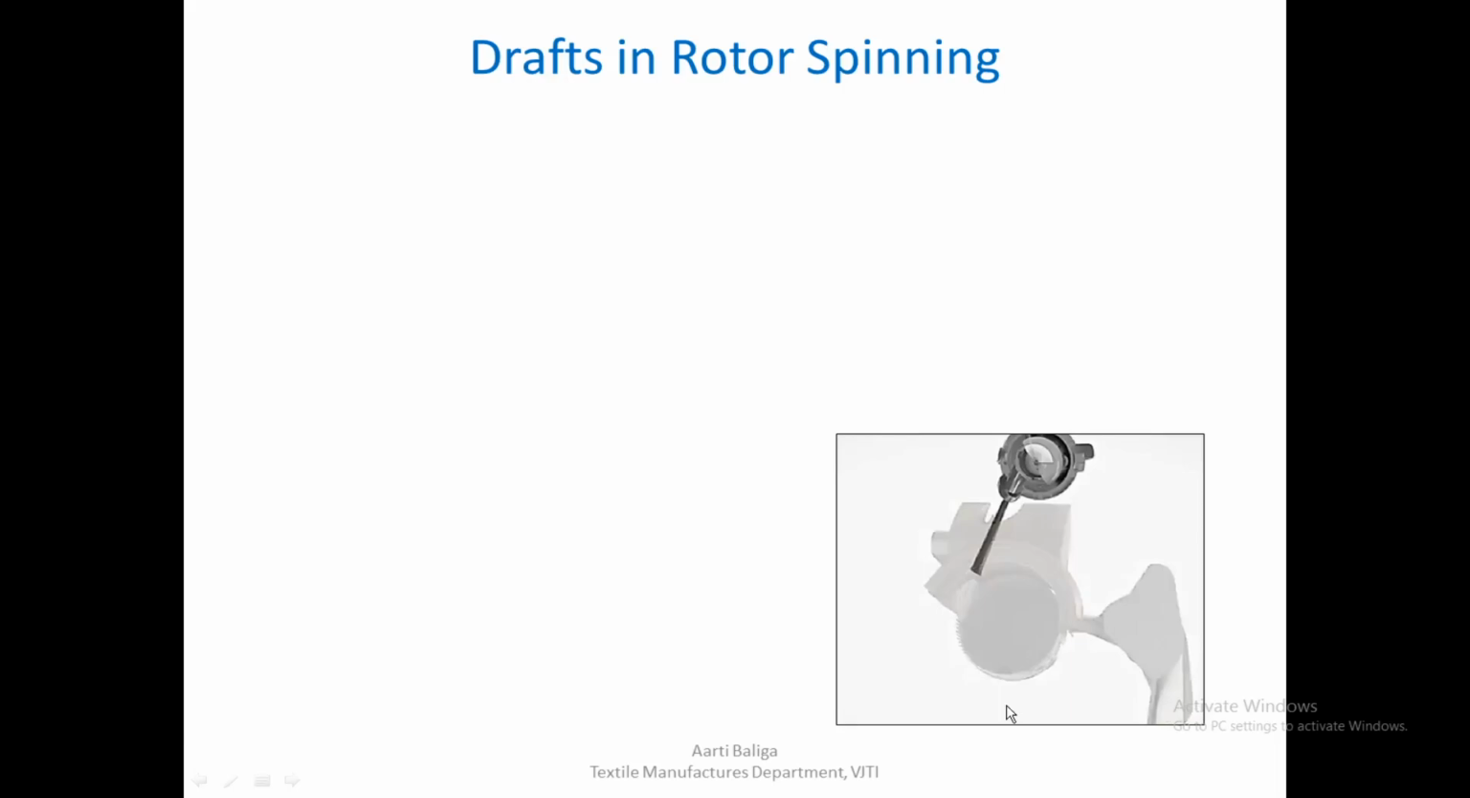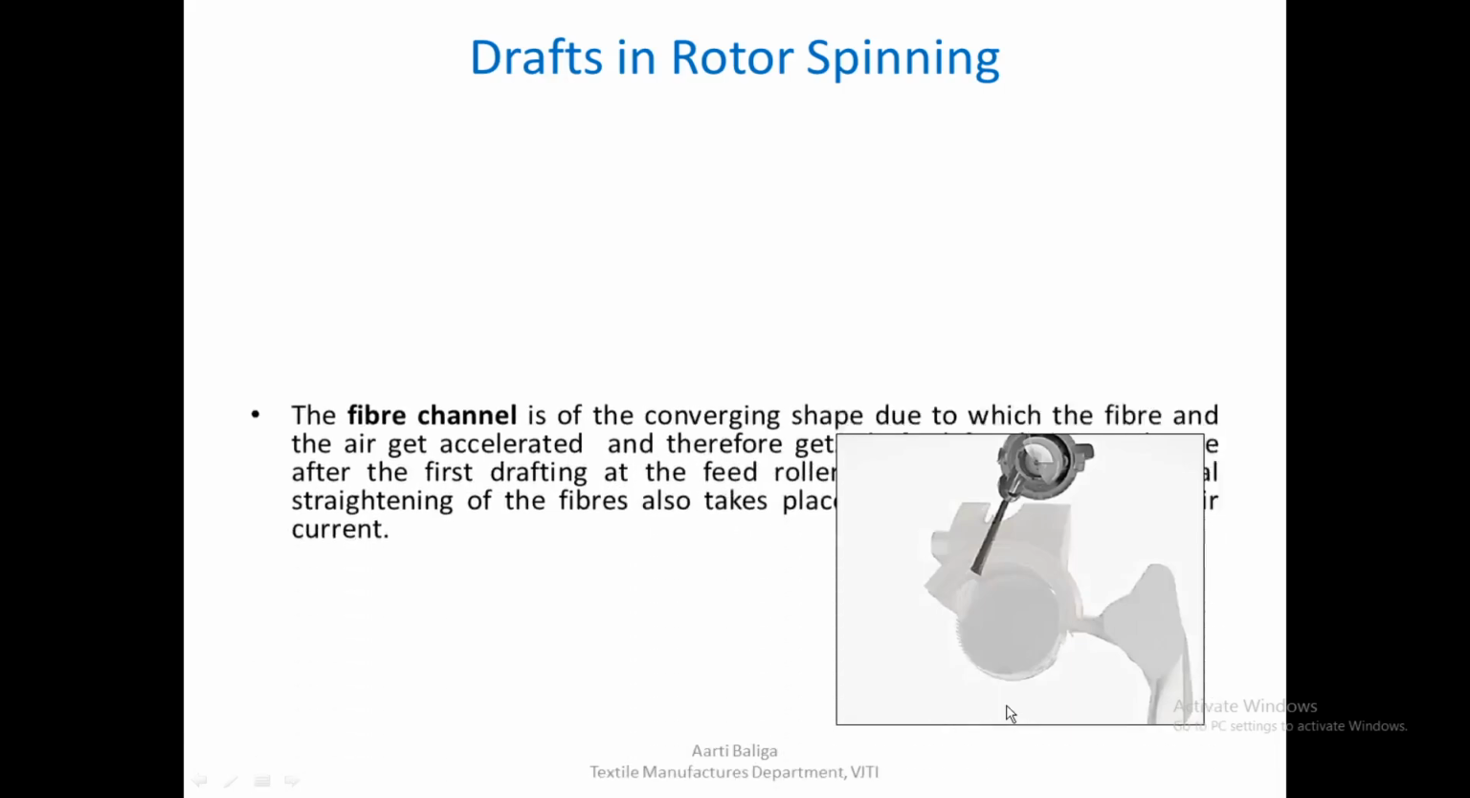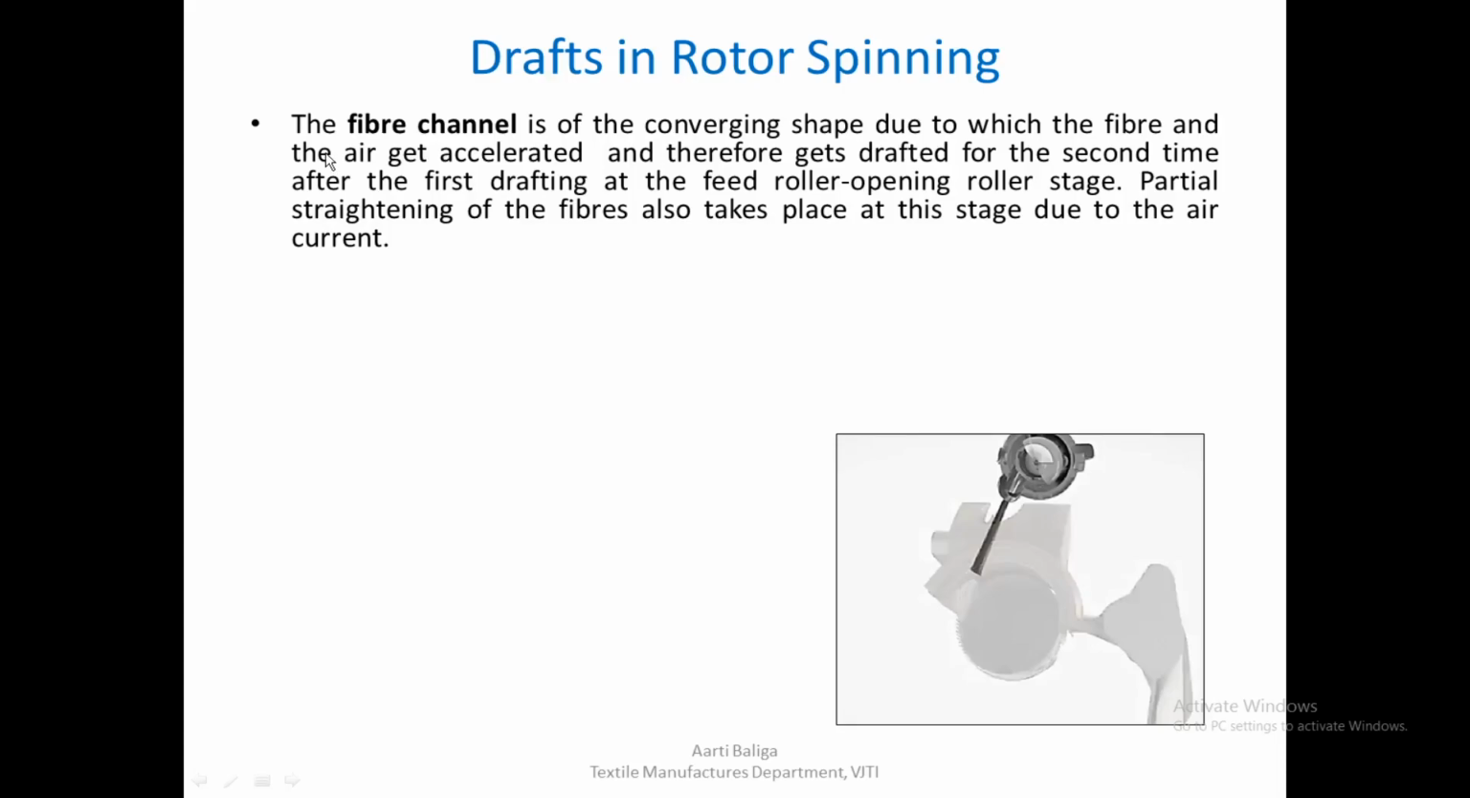So how exactly are the drafts taking place? The first draft that you see is at the opening roller stage and the feed roller that we just saw. That is the place where the fibers are actually thinned out, and then after that, the fiber channel. This is the fiber channel through which the fibers, after opening, would be entering, and this fiber channel will direct them towards the rotor.